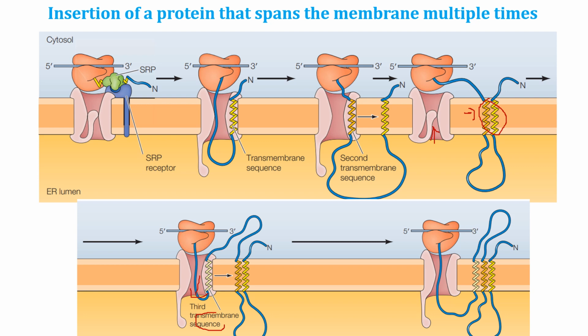So the third transmembrane sequence reopens the channel and triggers the reinsertion of the polypeptide chain into the translocon, forming a loop into the cytosol. This is the loop into the cytosol, and here is the loop formation into the ER lumen. The process can be repeated many times, resulting in the insertion of a protein with multiple membrane spanning regions.